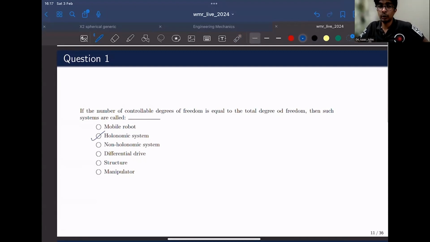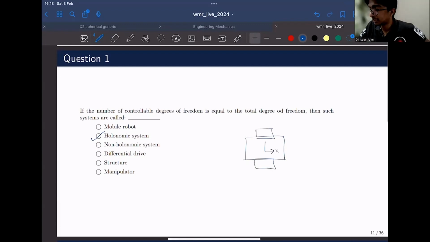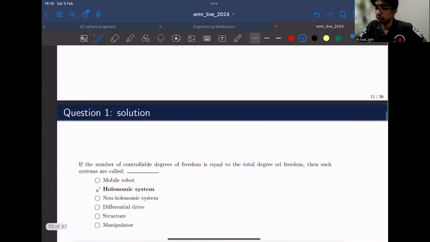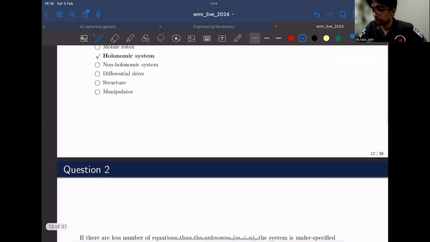If you cannot do that, for example, if you have a differential robot like this, and this is the x-axis and this is the y-axis, the differential robot cannot move in this direction, no matter what combination of angular velocities you give. So that makes it not holonomic. But if the controllable degrees of freedom equal the total degrees of freedom, then such systems are called holonomic systems. So I hope that is clear. If you check the solution, the answer is holonomic system.